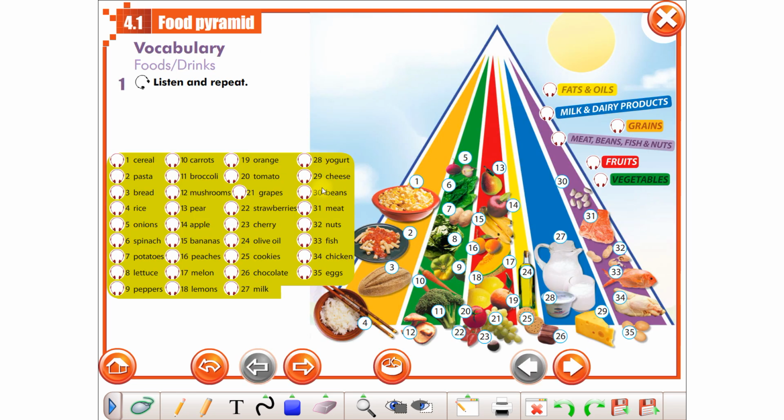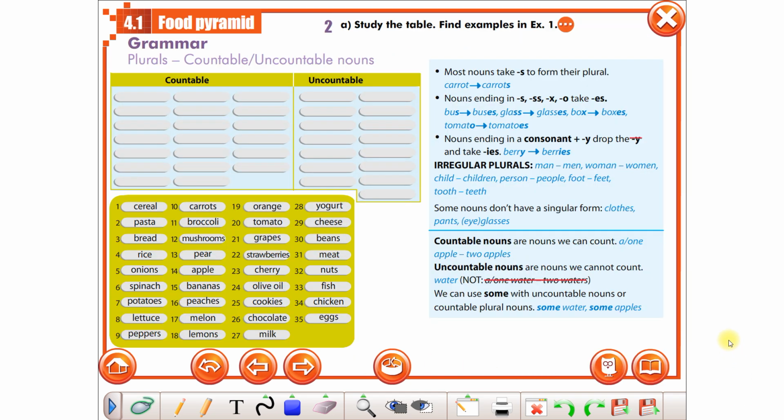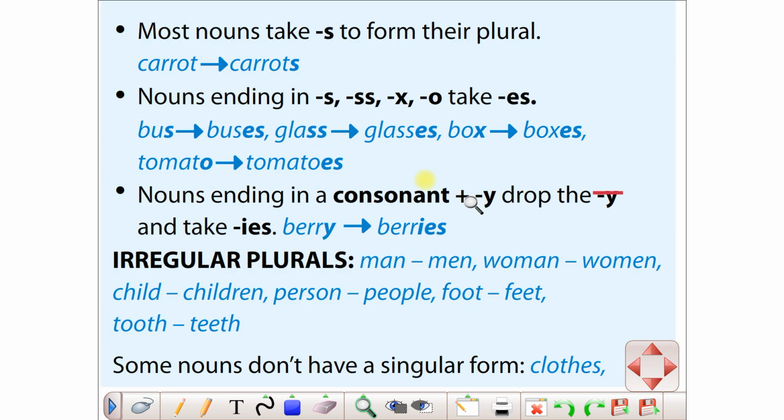Starting with the food pyramid, we're going to divide the groups of food into countable and uncountable nouns, as you can see. And later, we will classify the different items between countable and uncountable. Here on the next chart, you can find out how you create the different forms for plural, as you can see, the rules on the next chart.